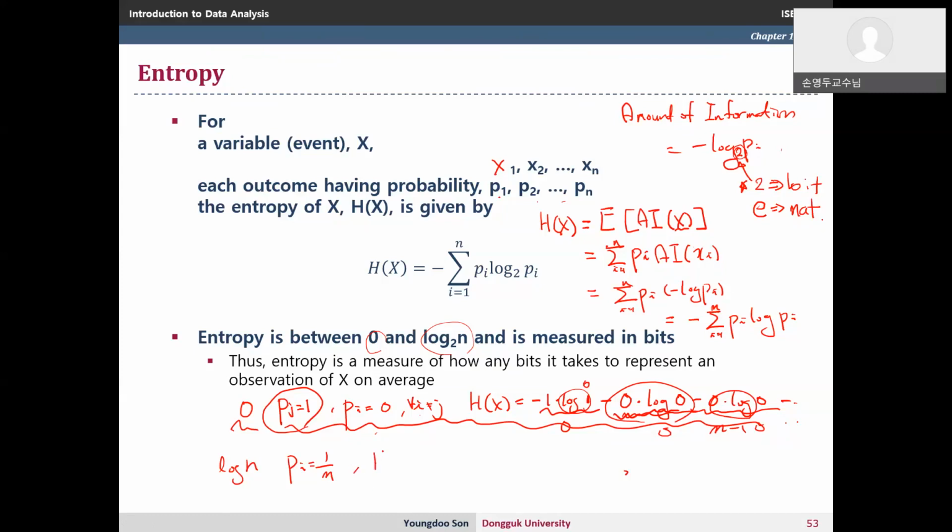So in this case, if we calculate entropy, minus summation 1 over n log 1 over n, with i equals 1 to n, it will be minus log 1 over n, and it will be log n. Okay. So the entropy has minimum value 0 and maximum value log n.